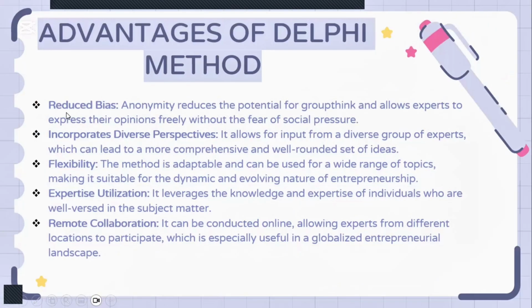The advantages of this is that there is reduced bias because, as I said, these experts don't interact with each other, and therefore the ability to have groupthink is not there. It incorporates a diverse range of perspectives, obviously, and also it is flexible because it can incorporate a wide range of different areas or topics, and it involves the utilization of expertise in the area. And because these panelists don't have to be in the same spot, it can be remote in terms of their collaboration, so therefore you can find persons from all over the world interacting with each other.